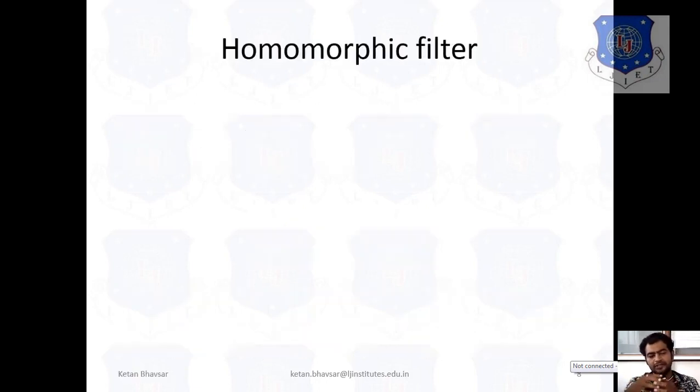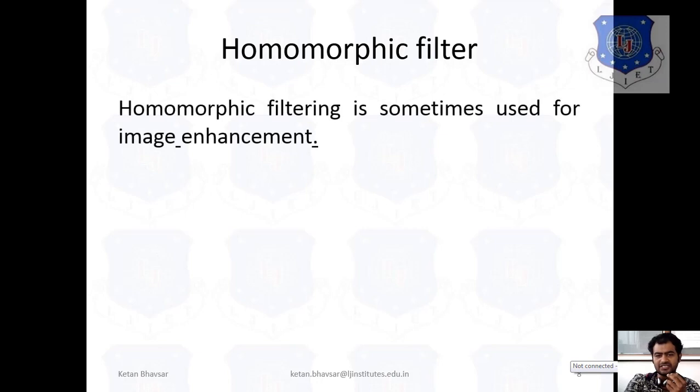Now I hope you get the idea of what exactly a high pass filter is, and how the high pass filter works as an image sharpening concept. Another filter we have to discuss in this chapter is the homomorphic filter. Now what is a homomorphic filter? That question arises in our mind. The homomorphic filter is sometimes used for image enhancement. It is generally used to remove specific content from an image and to improve the quality of the image.